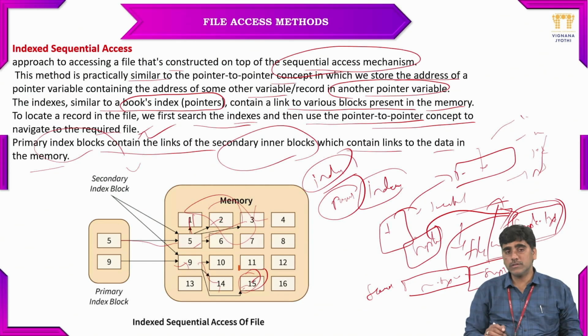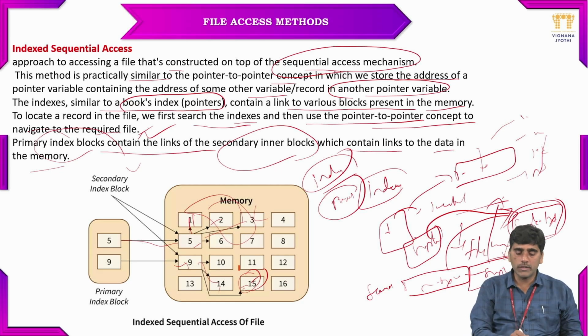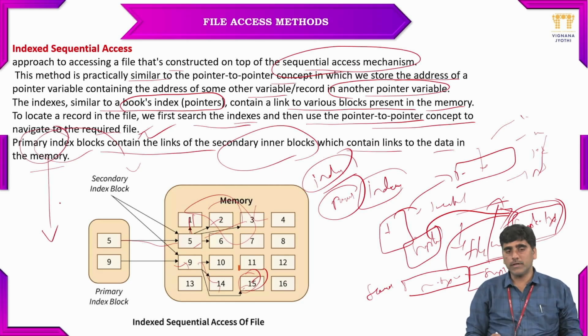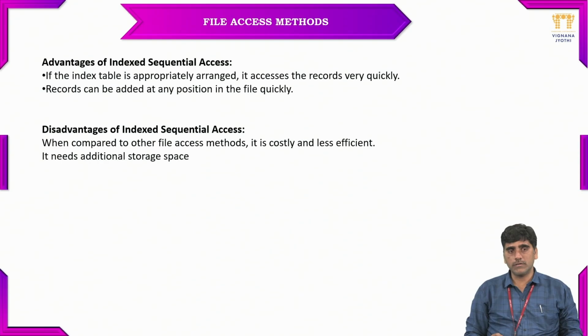So this is the way we can access files through the indexes, primary index blocks and secondary index blocks. Primary index blocks maintain only the indexes, and secondary inner blocks maintain all the pointers, pointing to the next value till the value has been found. So this is the indexed sequential access mechanism.